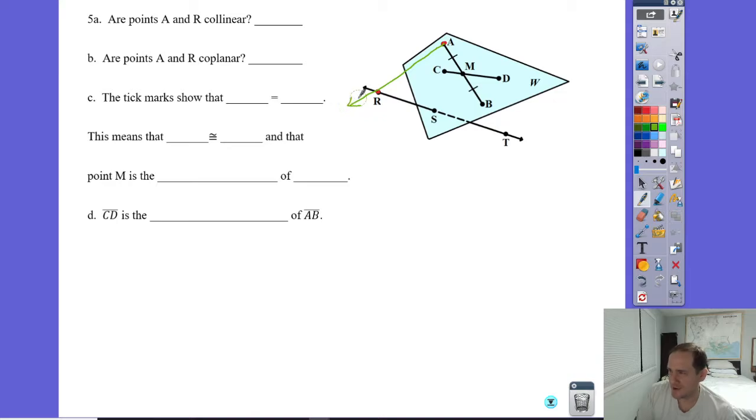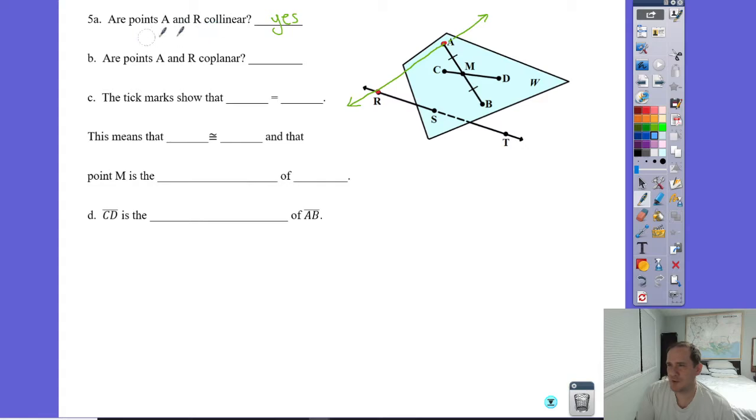And this line here that comes running down through R hits A, it would go behind the plane for a second and come out the other side and go behind it. But since they do both lie on line AR, they are collinear. So are they collinear? You should be saying yes, even though you couldn't see the line. The answer is yes because you can draw your own line.